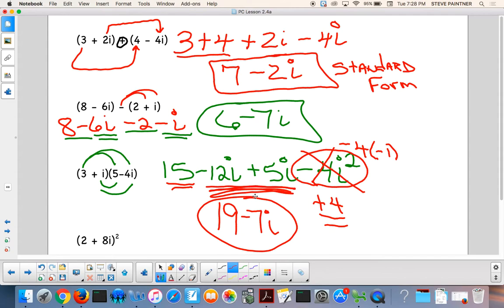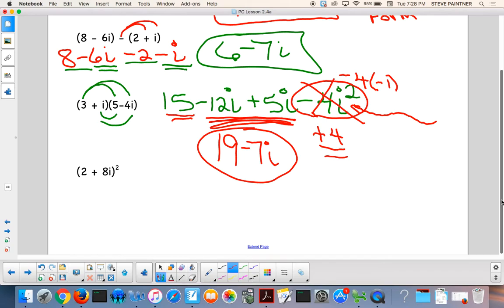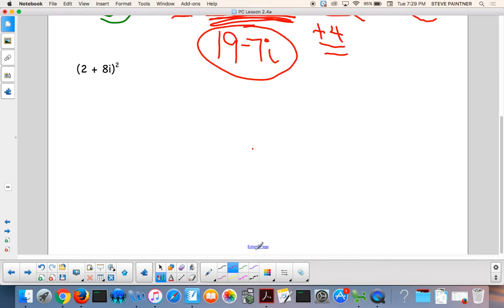This is always going to happen back here. This i squared will always be changed to negative 1, which negative 1 times negative 4 is positive 4. Okay? All right, next, it's the same thing.